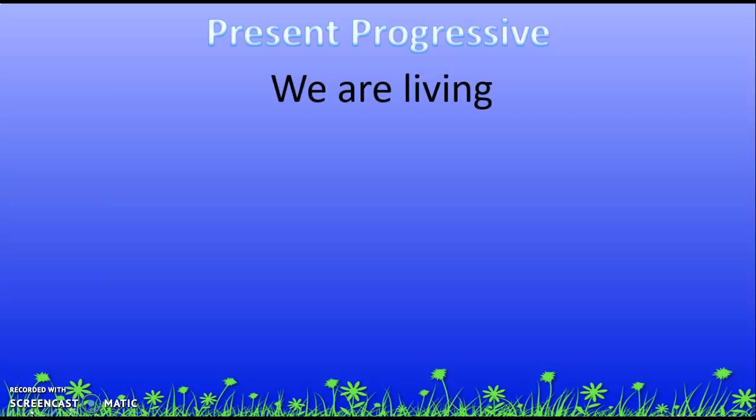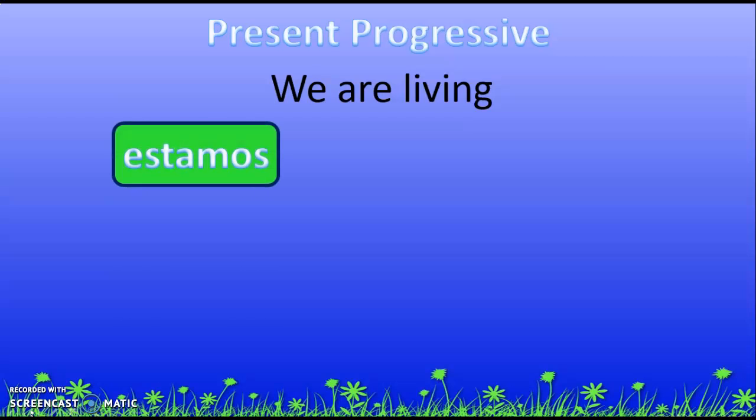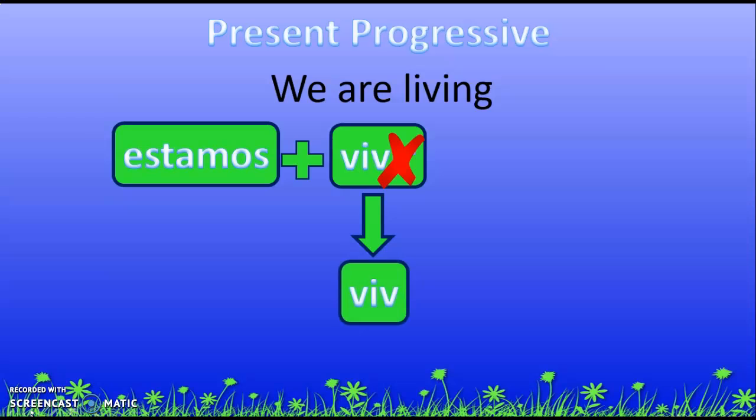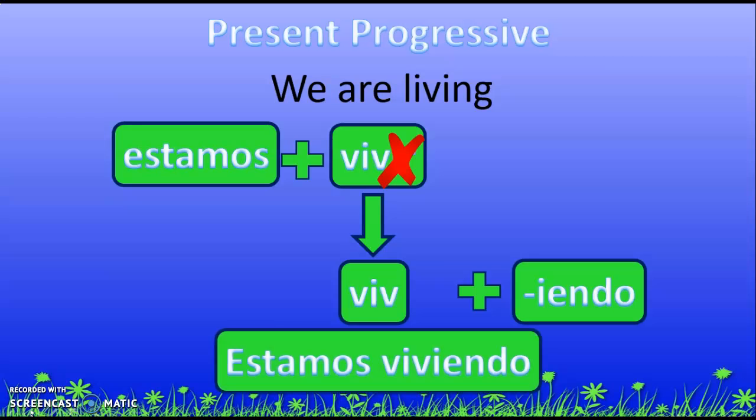Here's an example with an IR verb. Remember, there are three classifications of verbs in Spanish: AR, ER, and IR. So this is an IR verb. Estamos would be we are, and to live in Spanish is vivir. It's an IR verb. We're going to take off the IR. We'll be left with the stem, VIV. And since it's an IR verb, we're going to add yendo to it. Estamos viviendo. We are living.